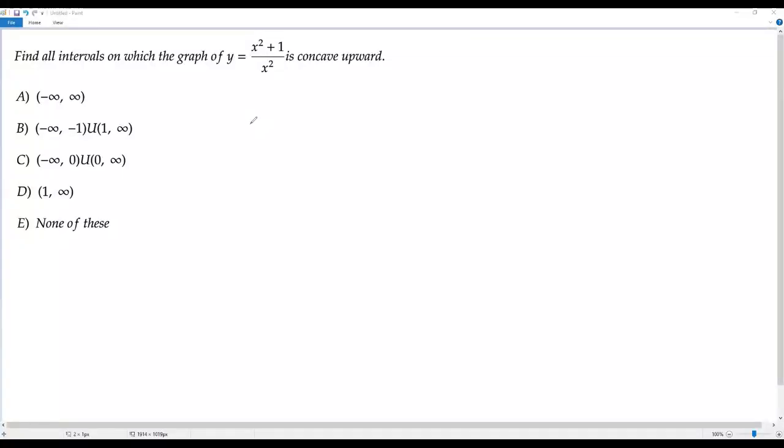Here we have an AP Calculus AB problem. Okay, let's go to the information. Find all intervals on which the graph of y equals x squared plus 1 over x squared is concave upward.